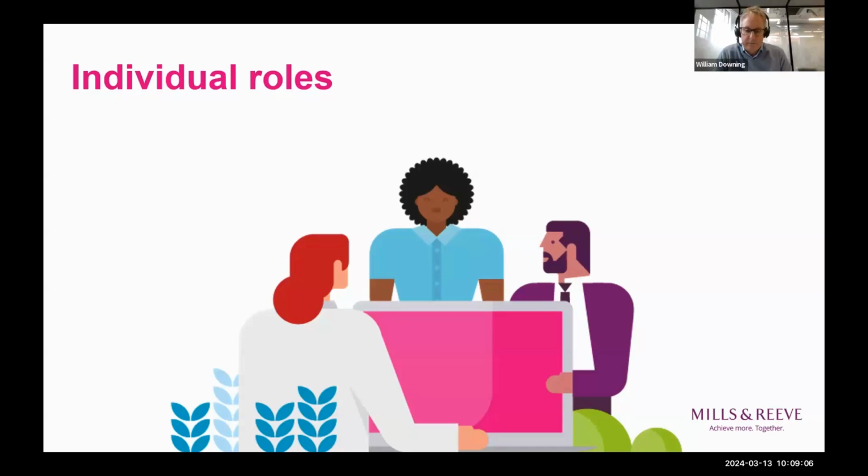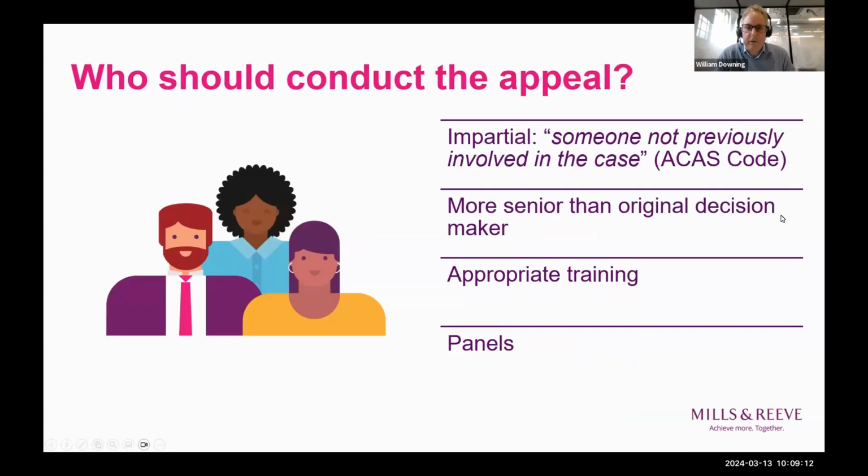So this is the second issue as to who should actually hear the appeal and what is the participant's role. The code again is very clear. It should be someone who is impartial and someone who's not previously been involved in the case. On that point, it doesn't mean that they can't have had interactions with the people involved, maybe the witnesses or the person who's raised the grievance or is subject to disciplinary. What it does mean is that they shouldn't have been involved in any part of the investigation or in any part of the original decision to dismiss.